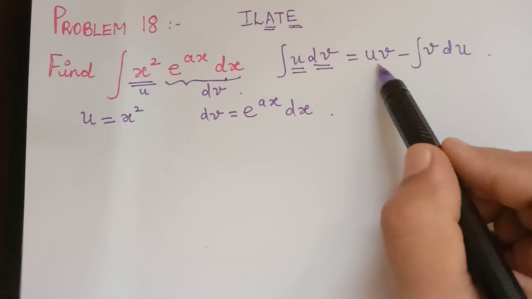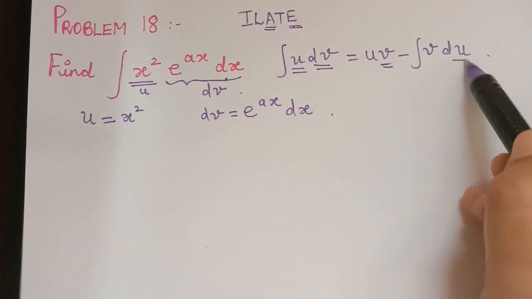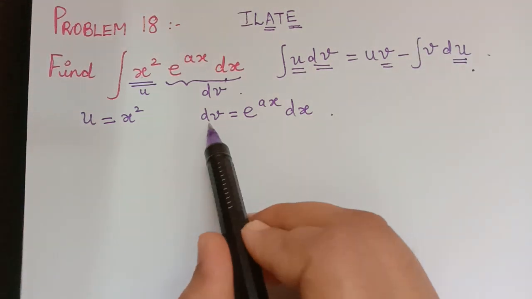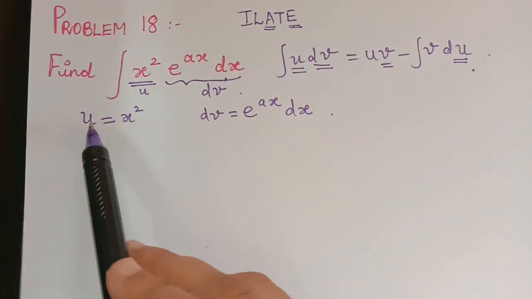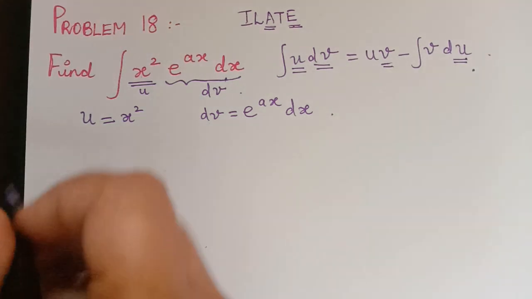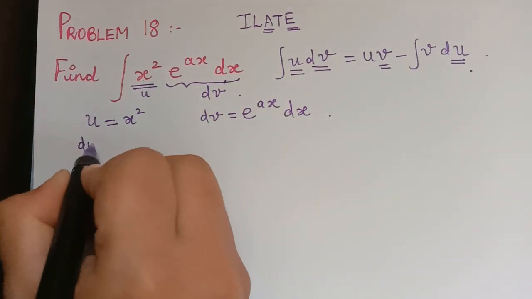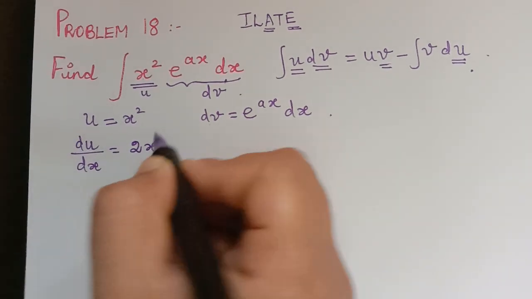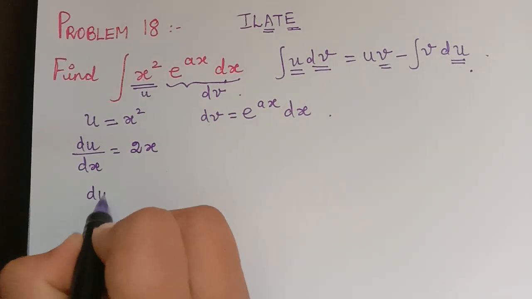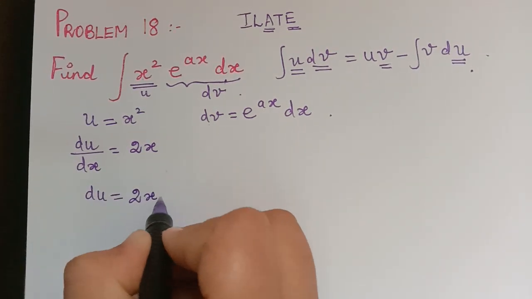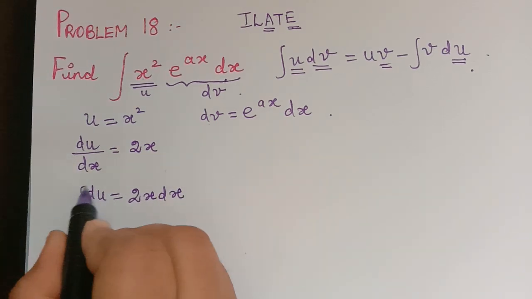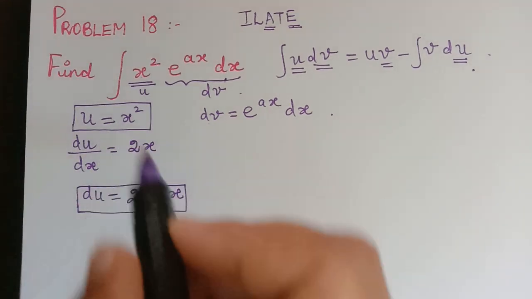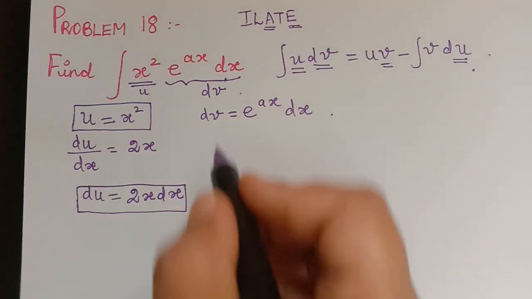Now in order to find v and du to be substituted in this formula, we have to integrate dv to find v, and we have to differentiate u in order to find du. So first of all, we shall differentiate u with respect to x. So du by dx will be equal to 2x, from which we obtain du equal to 2x dx. So we have chosen u as x square and obtained du to be equal to 2x dx.